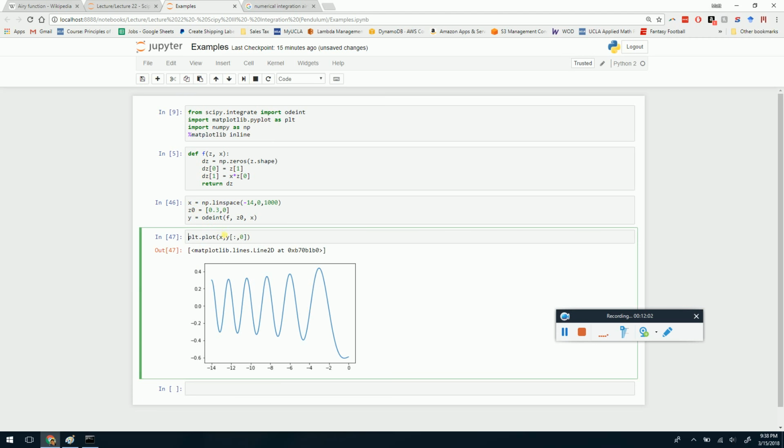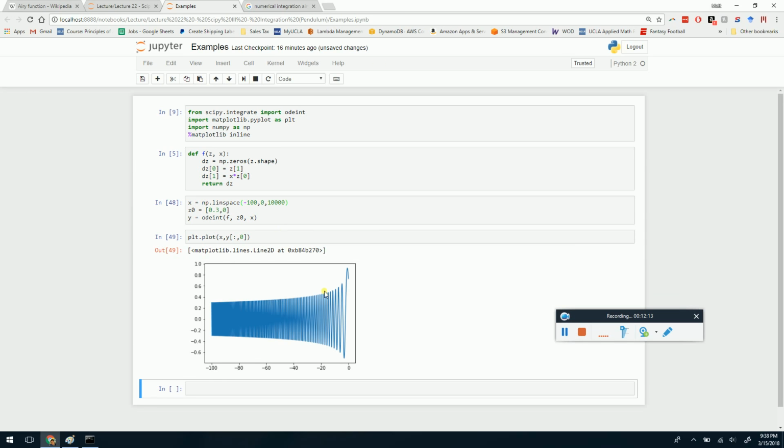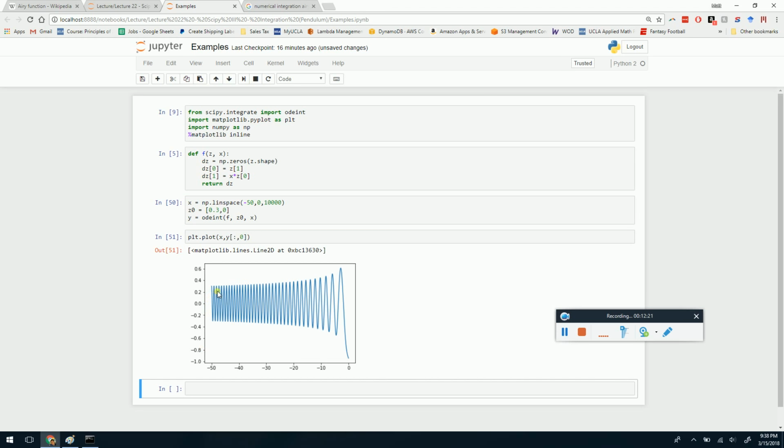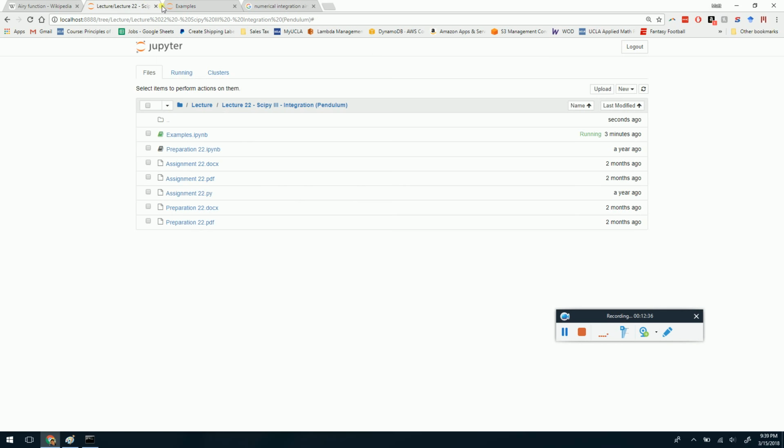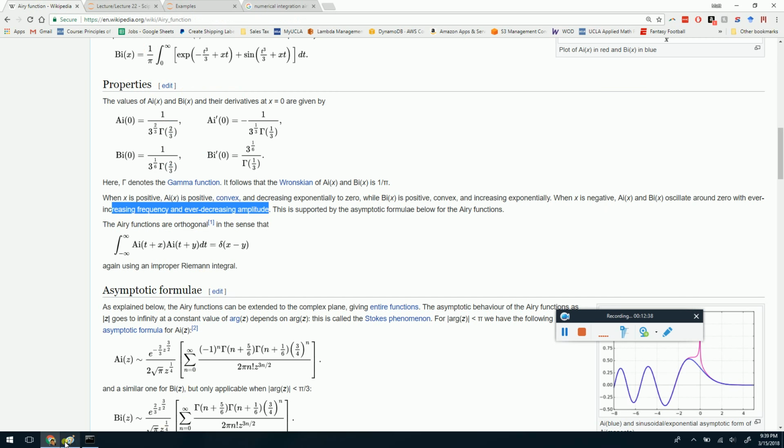So let's see if we go back further in time. Let's go back to negative 100, and let's do a lot more evaluation points. We'll see. Okay, so the frequency does appear to increase. Let's go a little bit less far back. The amplitude is decreasing and the frequency is increasing as we go further and further back. So that seems like a reasonable solution. Let's move on and do another example. I think that we've got this one correct.